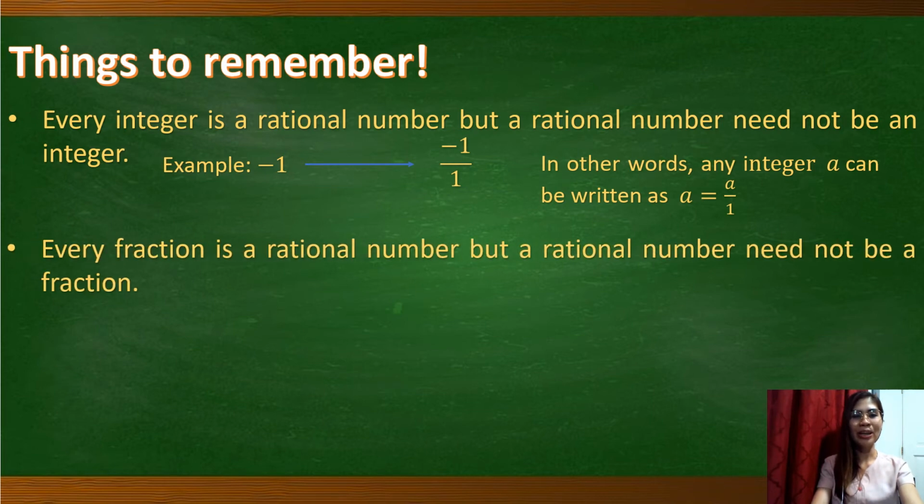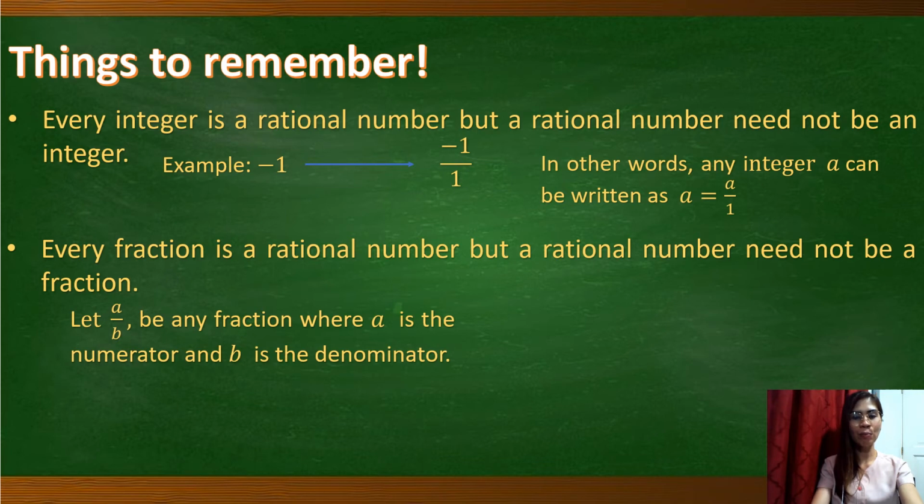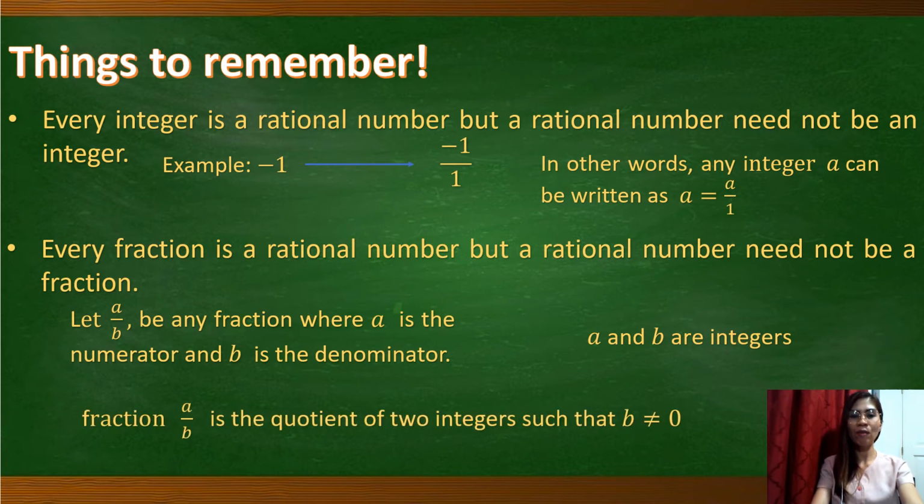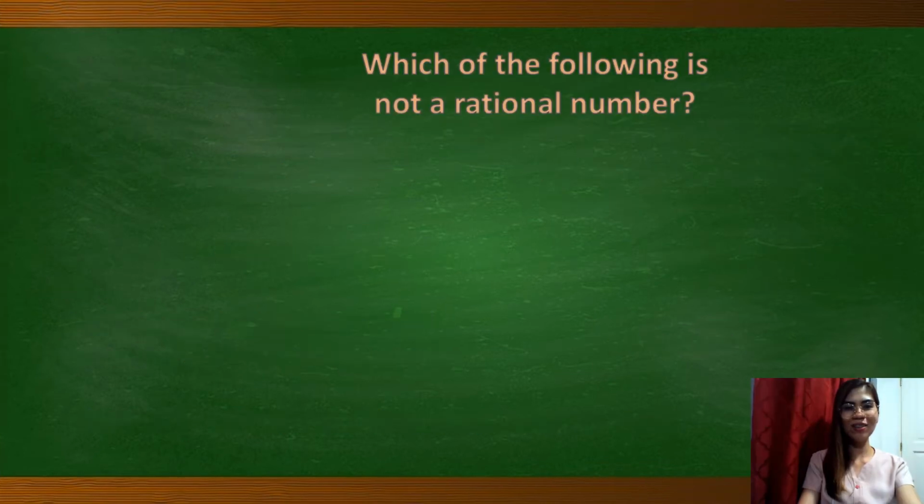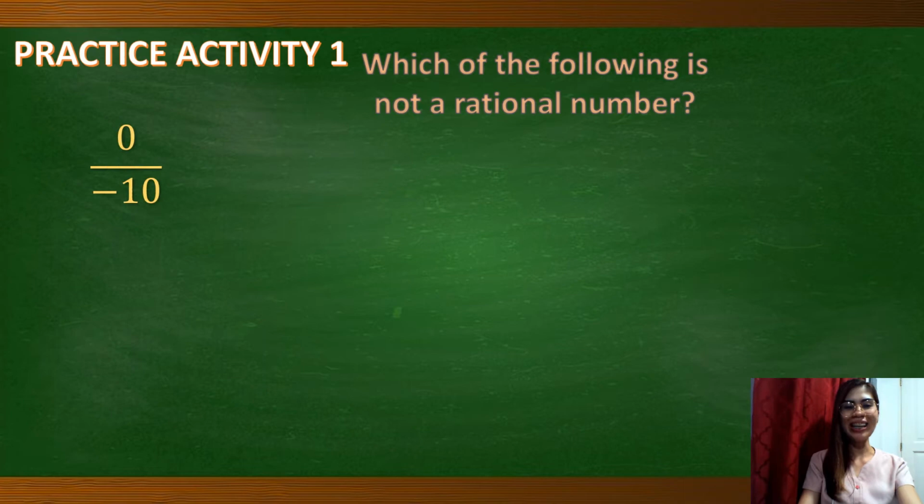Another thing to remember is that every fraction is a rational number, but a rational number need not be a fraction. So for example, if we have a over b as your fraction, where a is the numerator and b is the denominator, therefore a and b are integers. So we have a fraction where a over b is the quotient of two integers, such that b is not equal to 0.